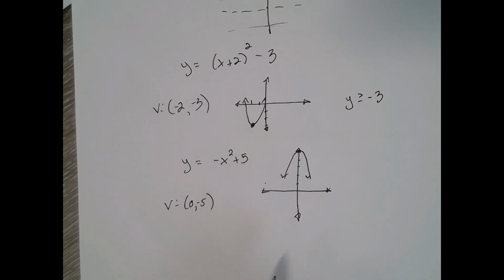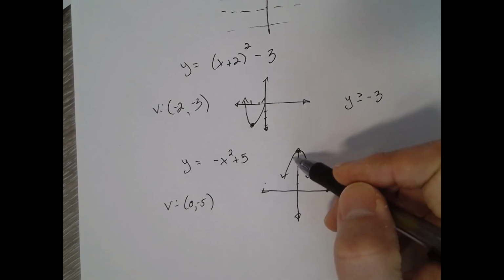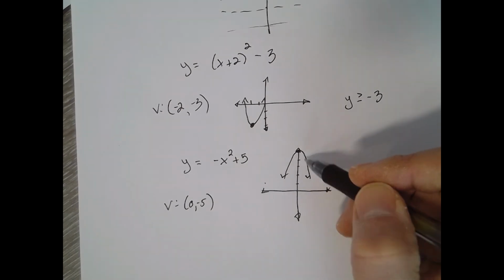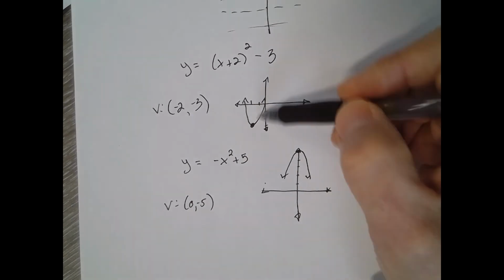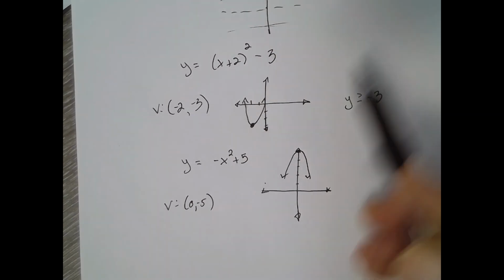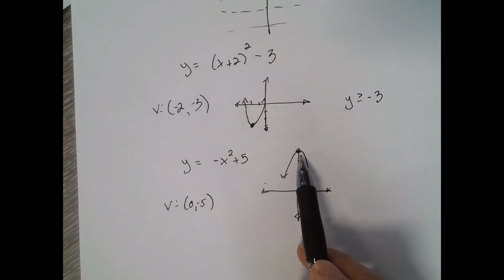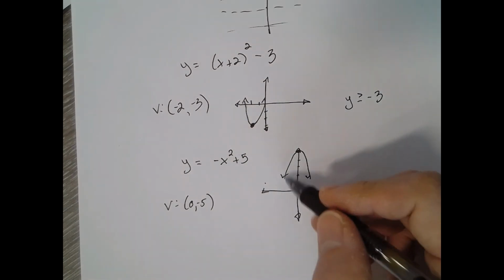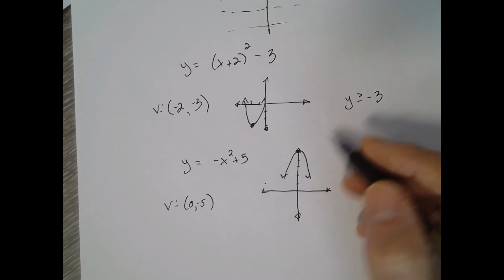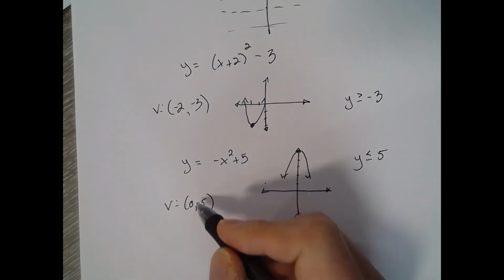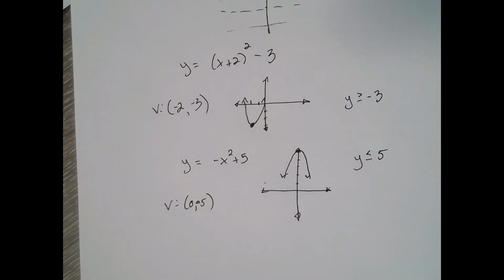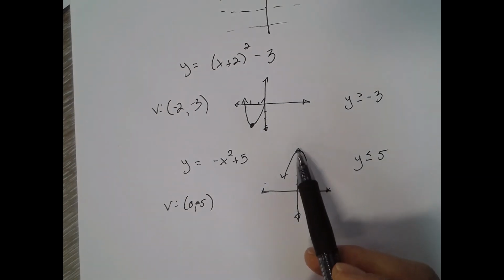What do you think, George? It's highest. Good. It goes up, reaches its peak, and then comes back down. Good, Melody. The previous one has the lowest point, so we know that it's going to be greater than or equal to negative 3. Here, all of the graph is going to be less than or equal to 5. I'm sorry, the vertex is 0, positive 5. So it's got to be less than or equal to 5. That's the highest point.